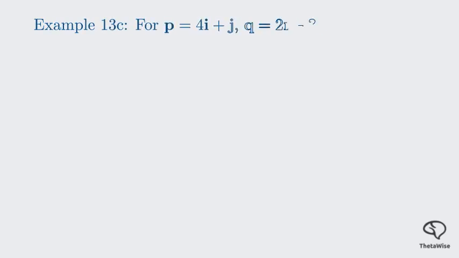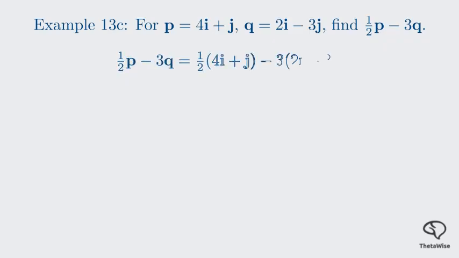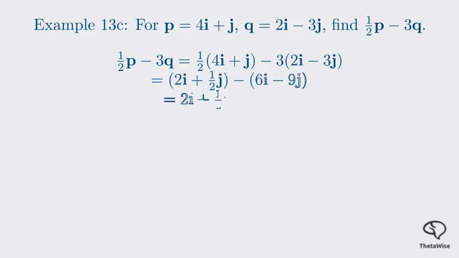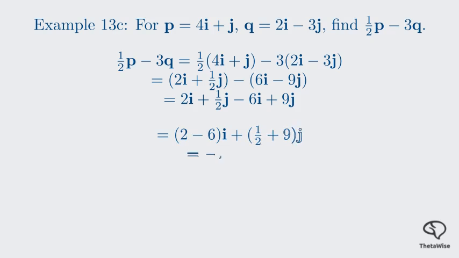Now let's incorporate scalar multiplication. Given vectors p and q, find 1/2 p minus 3q. We will work with the unit vector form here. First, we substitute the expressions for p and q. Then we distribute the scalars 1/2 and -3. This gives us 2i plus 1/2 j plus -6i plus 9j. Finally, we collect the i components and j components to get our final answer: -4i plus 9 and 1/2 j. Notice how these algebraic rules make complex combinations straightforward to calculate.